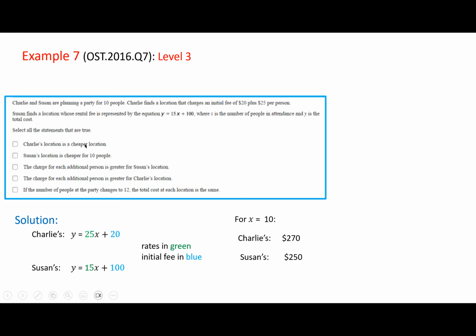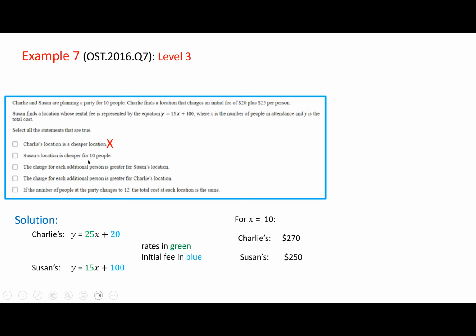I don't like the way this is worded. I would put here that Charlie's location is always cheaper, and then see if it's true or not. In this situation, since you have it for 10, 270, no, obviously for 10 it's not cheaper. Now, if you take X, for instance, 2, you get here 50, you get 70. Here you get more than that, so it becomes cheaper. So it's cheaper for some values, but it's not cheaper for all values of X. So the answer to this question is no.